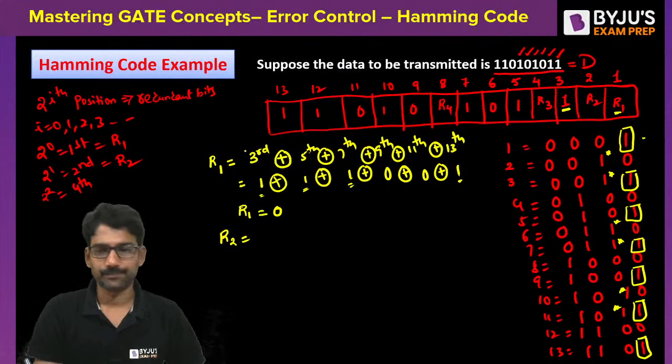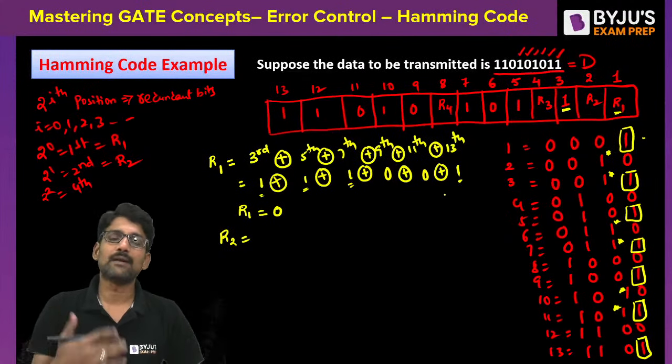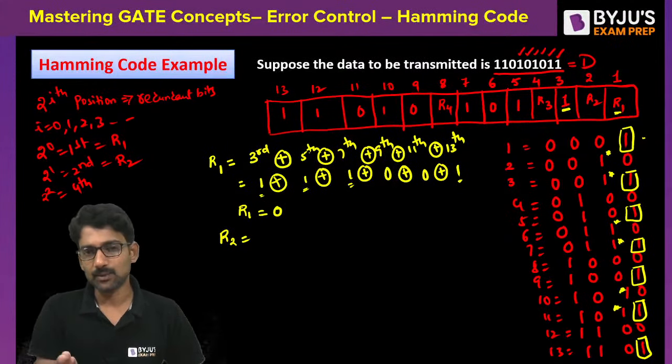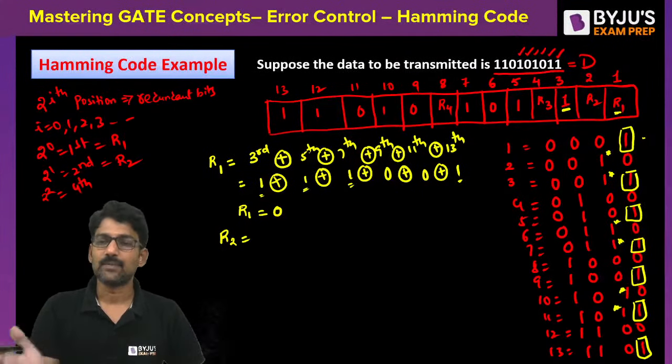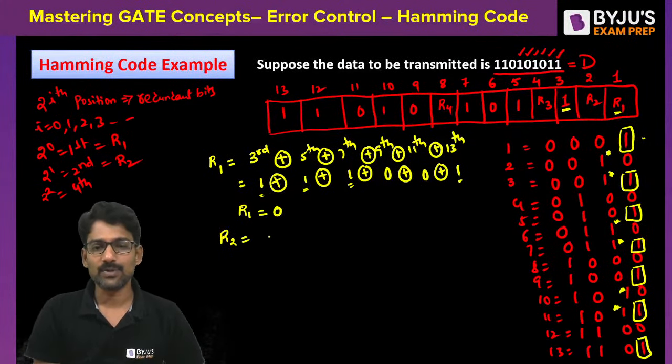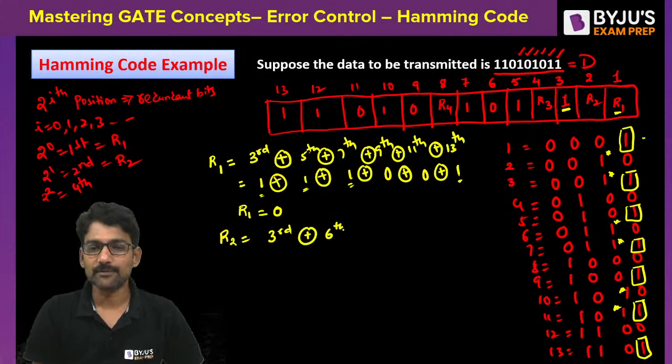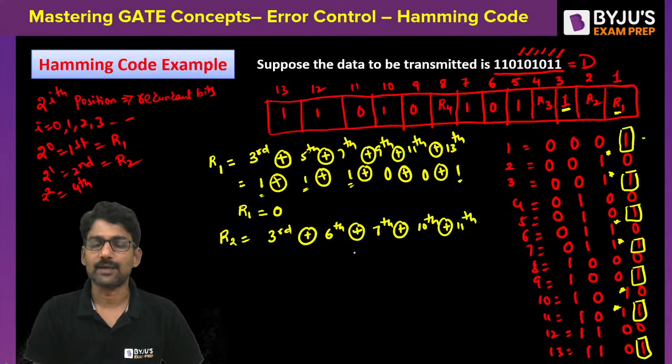Yes, Sarvesh. So second position is for R2. We are finding it. So sender skips it, sender excludes it, receiver includes it. So excluding that, what positions do we have? 3rd position we have, right? 6th position we have, 7th position we have, 10th position we have, and 11th position we have.